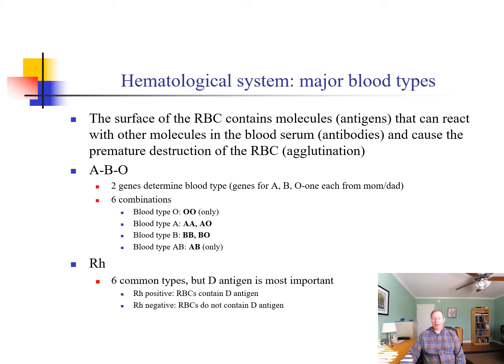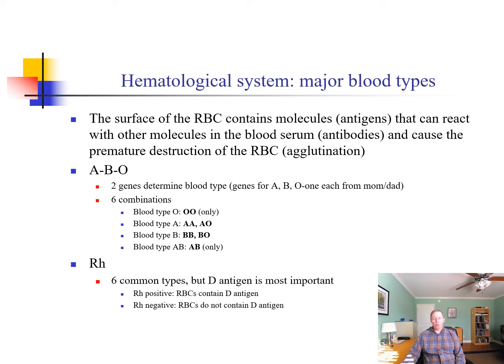And these are determined by alleles that you inherit, one from your mom and one from your dad, that encode for A, B, or O. And there are 6 combinations that lead to types of blood. There's the allele O with another O that leads to blood type O. There's blood type A, which could either be alleles AA or AO. There's blood type B, where you have alleles BB or BO. And then there's blood type AB, where you have alleles A and B.